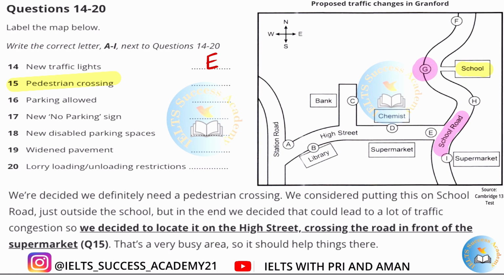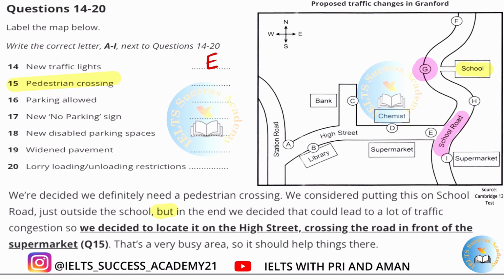But in the end, we decided that could lead to a lot of traffic congestion. So as you all can see, there is a contrasting word, which is "but" here. That means what they said in the beginning, they will now be saying something contrasting or opposite to that. So this letter G that they were referring to was a trap to confuse you. Okay. So now let's continue.